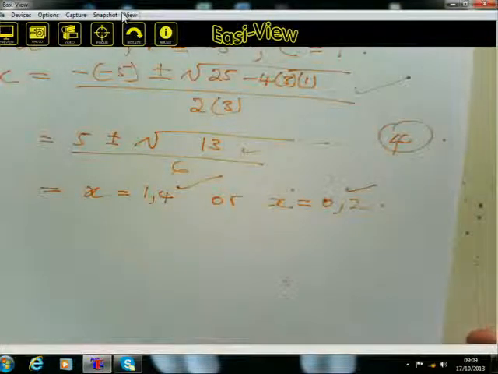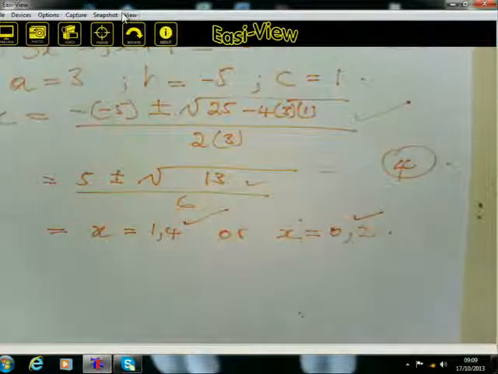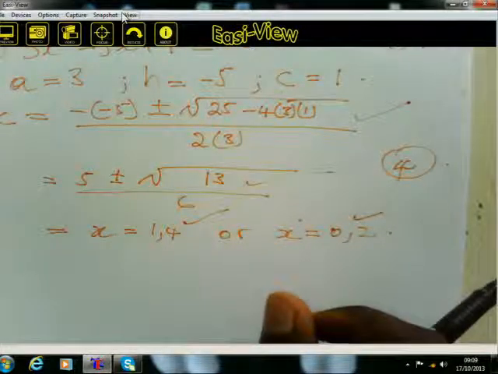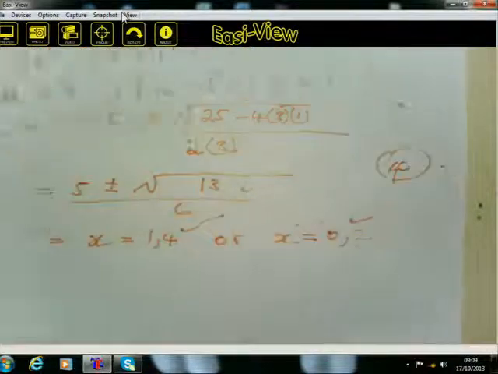Now, another subtopic that we are going to have. Remember, we had quadratic equations with factors. We have just finished quadratic equations which do not have factors. Now, let's go to quadratic inequalities. That is another subtopic. Quadratic inequalities.